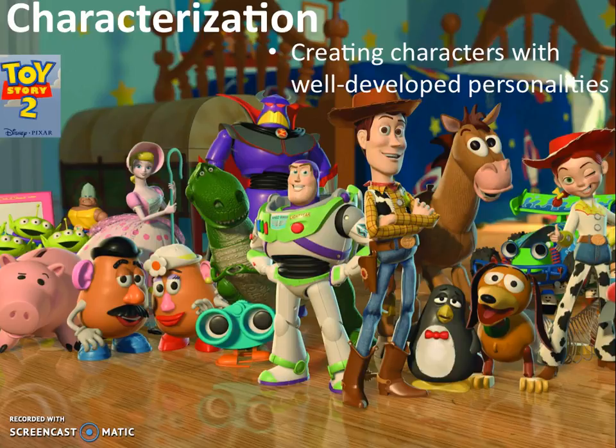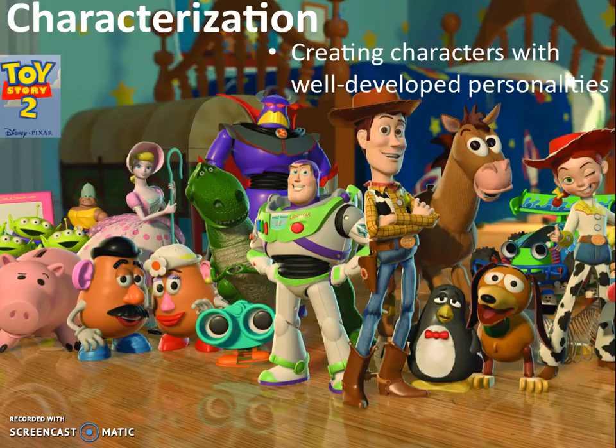Also, as you look at this picture, which characters do you think are less developed? And why would you choose those? If you have not seen the movie, study the picture and try to see if you can answer the questions. Who are the well-developed characters? Which are the lesser developed characters?